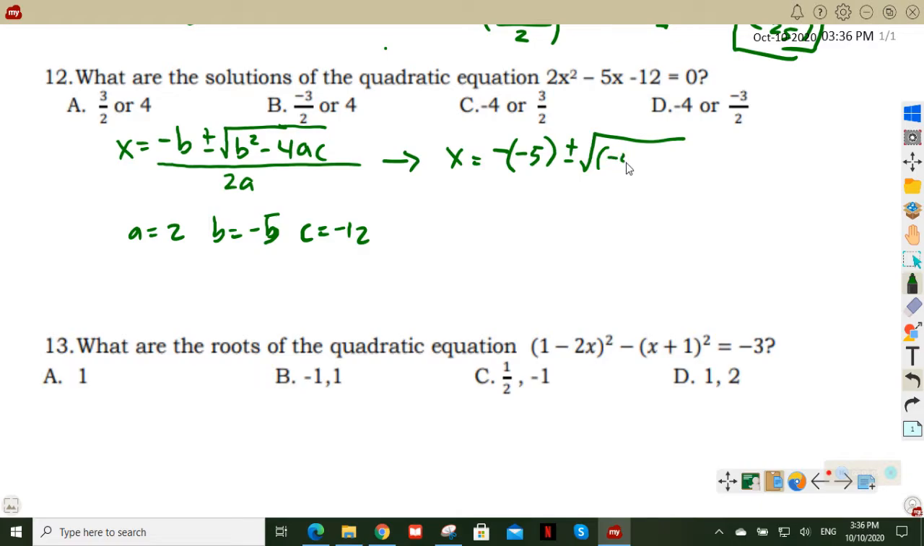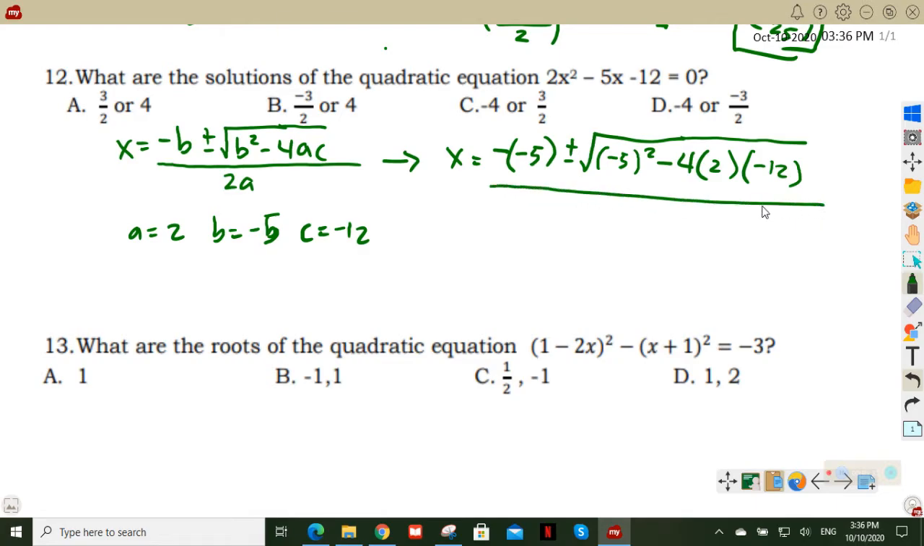So negative 5 squared minus 4. Oh, sir, where is 4? The 4 is in the original equation. So 4, my a is 2. My c is negative 12. Okay, so this is all over 2 times a, which is 2.